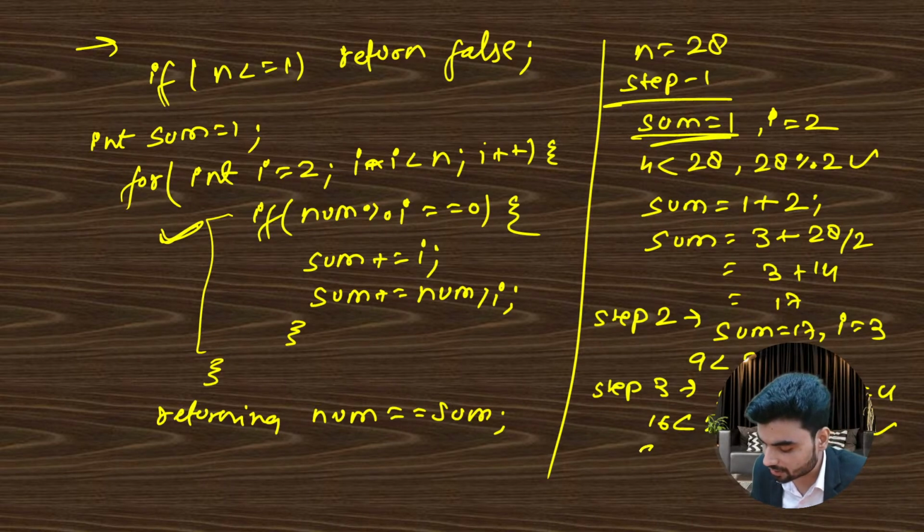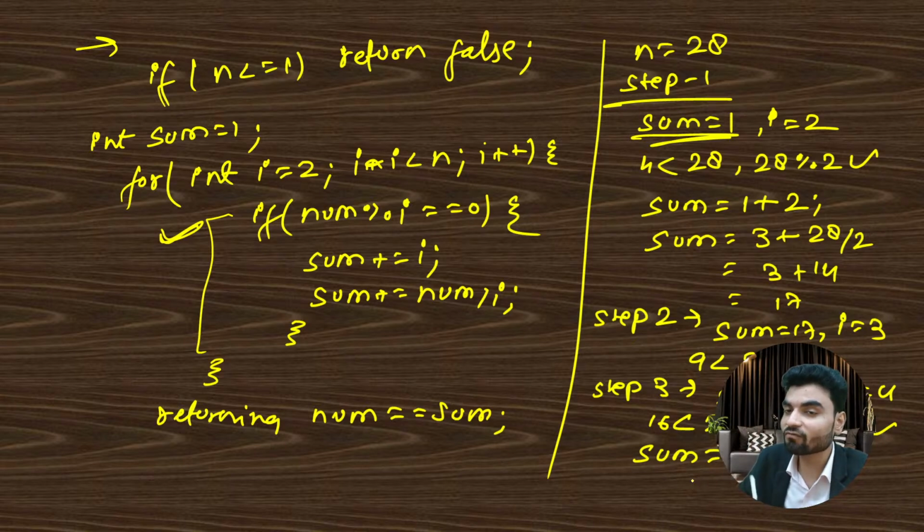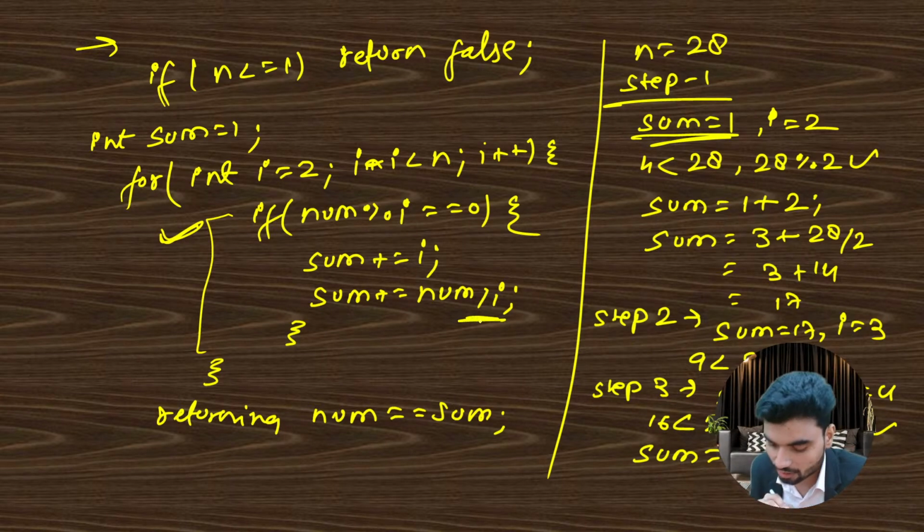If this is true, then we'll increase the value of sum, which is the previous sum plus the I, and I is 4. Again, if we are dividing 28 by 4, that comes 7. So which means 7 will also divide 28 to get 4. Yes or no? So at a time we can add both the numbers, and that is the logic here.